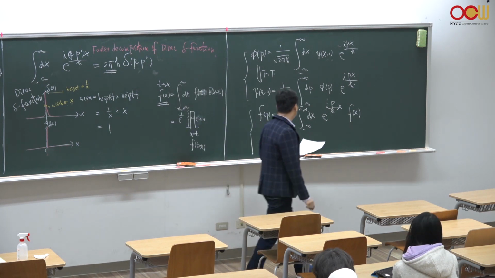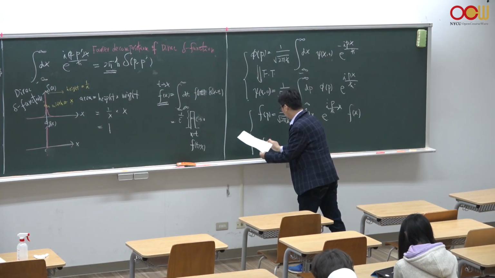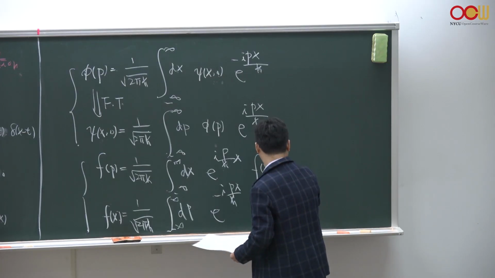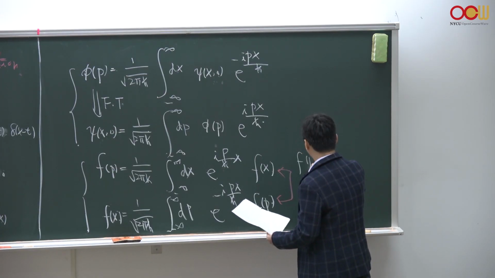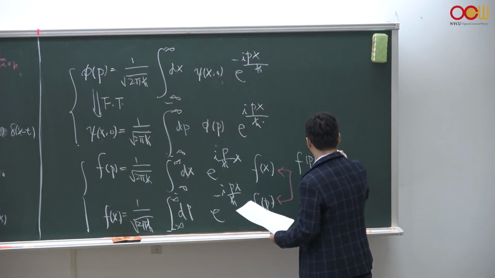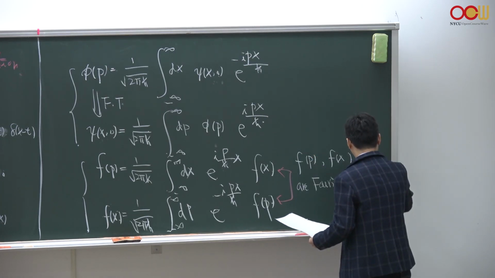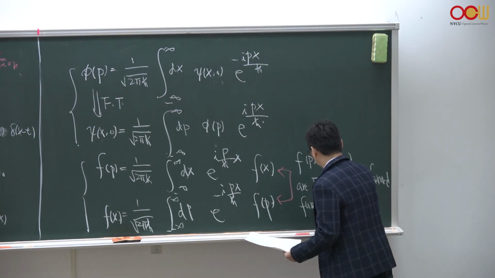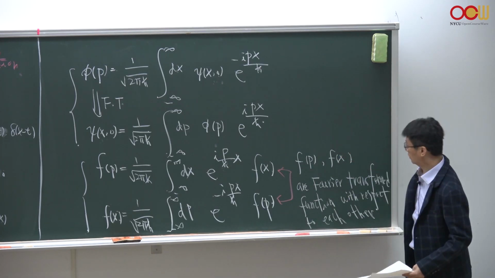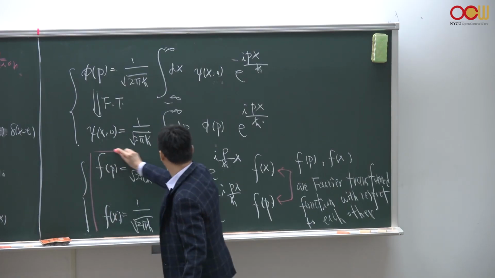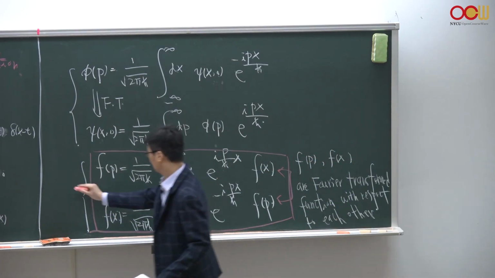Okay, so this is the reason. And this is one side of the Fourier transform. Another is this. Which means that f of p and f of x are Fourier transformed functions with respect to each other. Okay, so these bottom two equations are the equations for Fourier transformations.